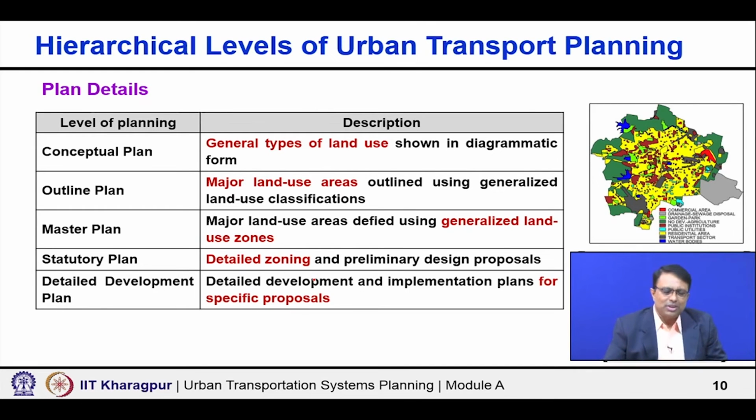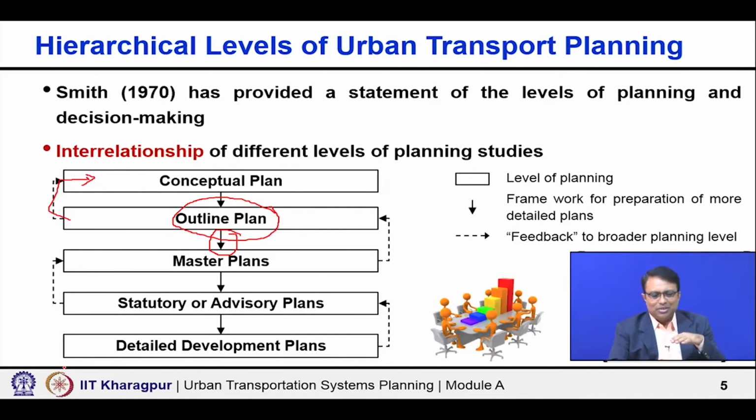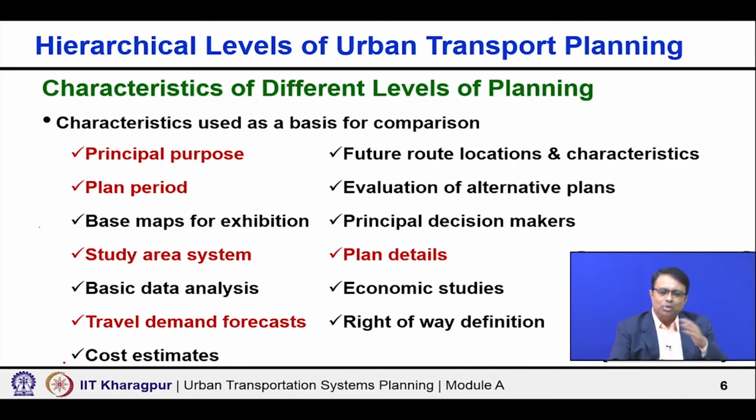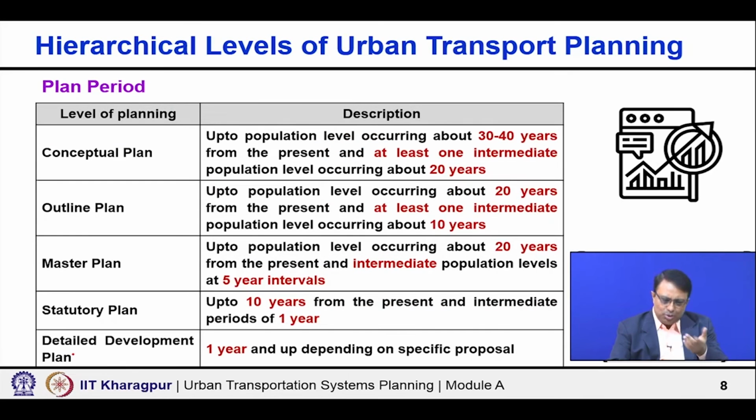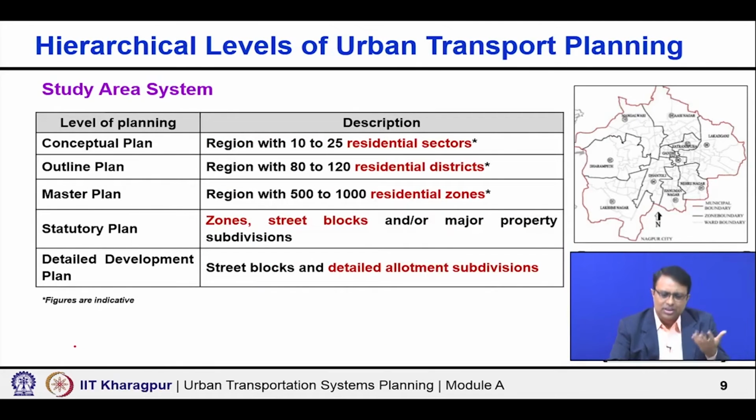Now, through all this, as I said, there are nearly 15 characteristics which can be used to describe how planning occurs at different levels and how one is different from the other. Now, I took planning principle, plan period and travel demand forecast to tell you a little more about the understanding of the different levels of planning.